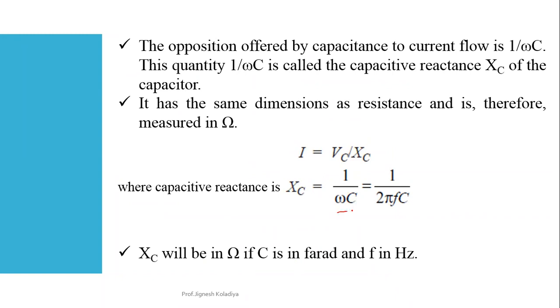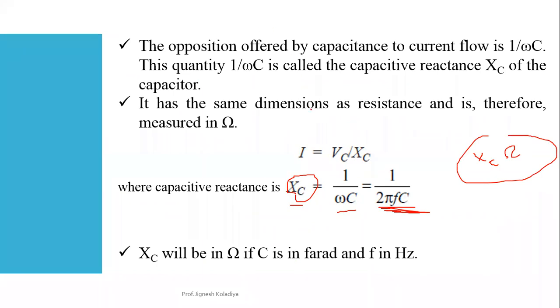See, 1 upon omega C is equal to Xc. Again, omega you can replace by 2 pi f. So what does it mean? It also depends on frequency, and the unit of Xc is ohm.